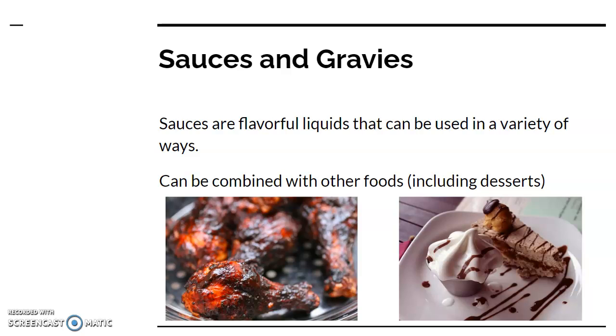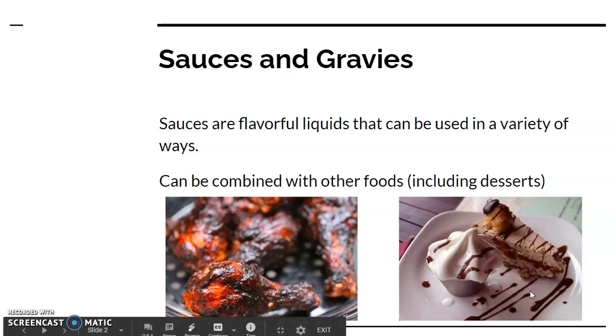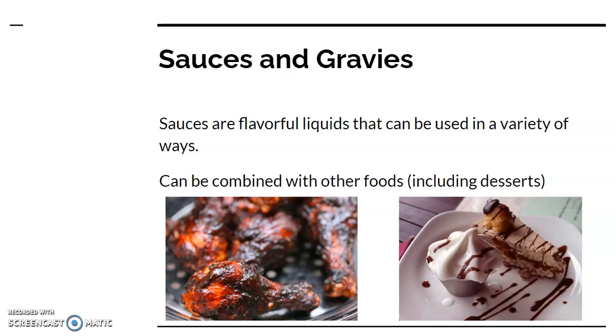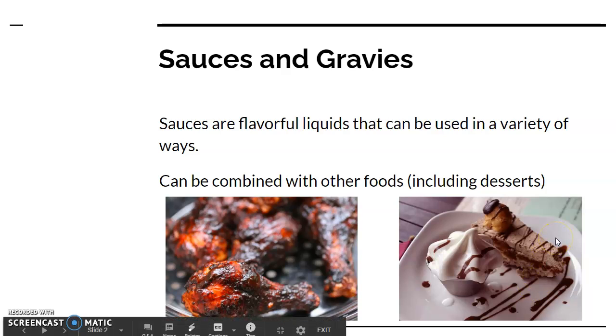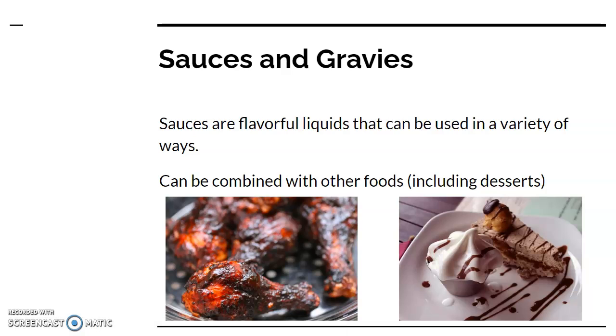Okay, so we're going to start off talking about sauces and gravies. So what is a sauce? Well, a sauce is a flavorful liquid that can be used in a variety of ways. For instance, a sauce is used when we make barbecue chicken. You're going to put barbecue sauce on the chicken. But a sauce can also be a chocolate sauce, and you can use that to drizzle on top of a very delicious looking dessert, as you see here. So sauces can be combined with pretty much any kind of food. If you think about macaroni and cheese, there's a cheese sauce that goes in there. So just about any kind of food.